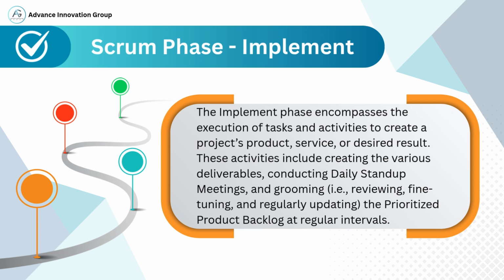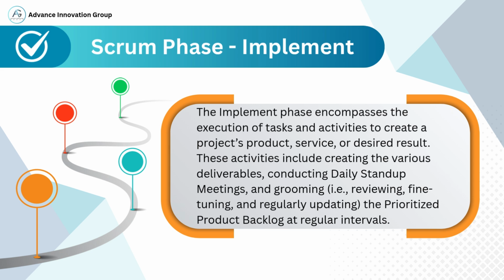The implement phase in Scrum is all about action. It's where the real work happens. This phase includes executing the actual tasks to create the project's product, service, or any desired result. It consists of three major activities.